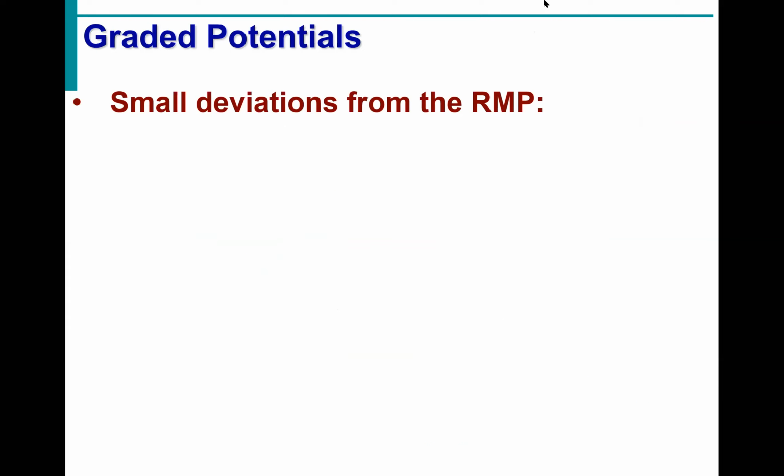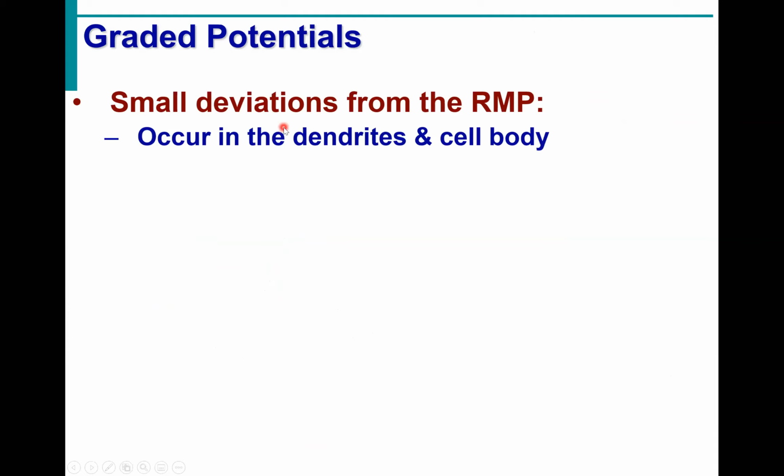And now we can go through basically all of it again right here. Again, graded potentials only occur in the dendrites and the cell bodies, and they're going to vary in amplitude. The reason for this is it uses either chemically gated or mechanically gated channels.